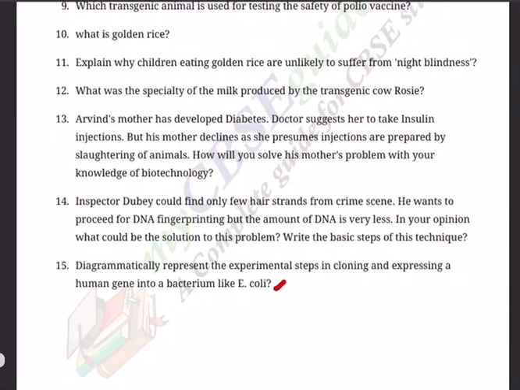Question 14, again case study type. Inspector Dubey could find only a few hair strands from the crime scene. He wants to proceed for DNA fingerprinting, but the amount of DNA is very less. In your opinion, what could be the solution to this problem? Write the basic steps in this technique. 15. Diagrammatically represent the experimental steps in cloning and expressing a human gene into a bacterium like E. coli.